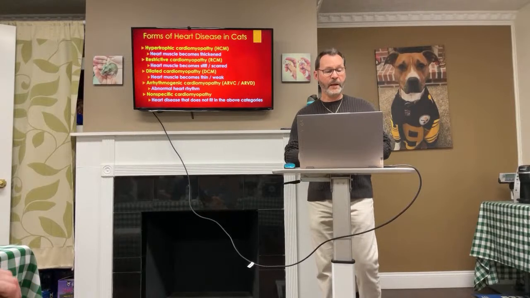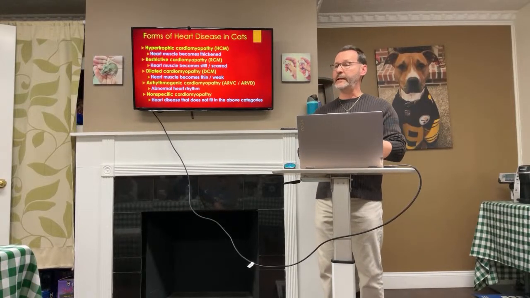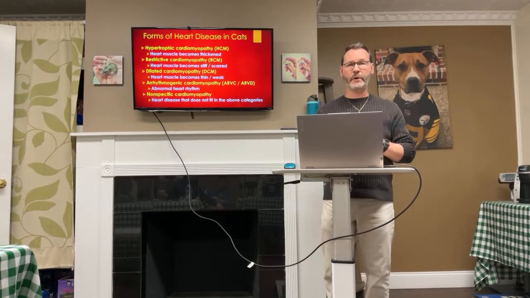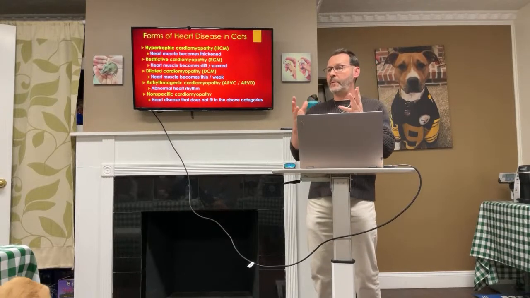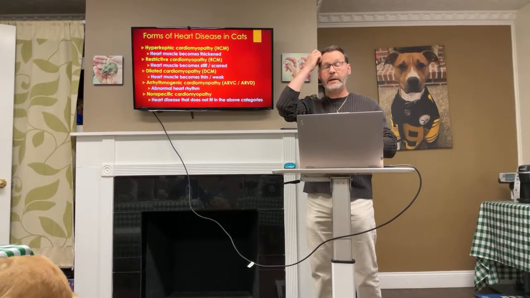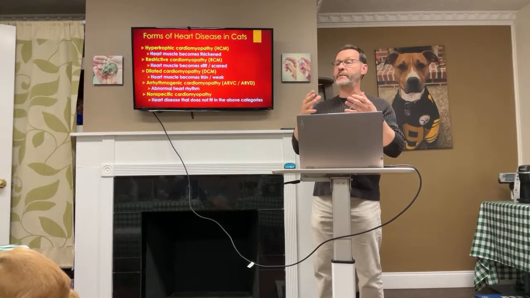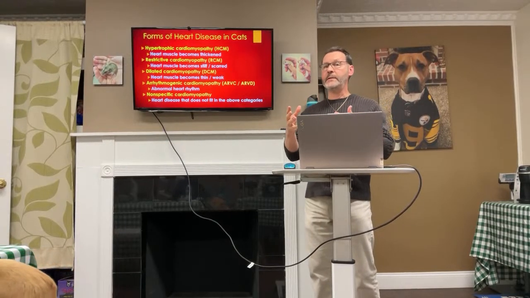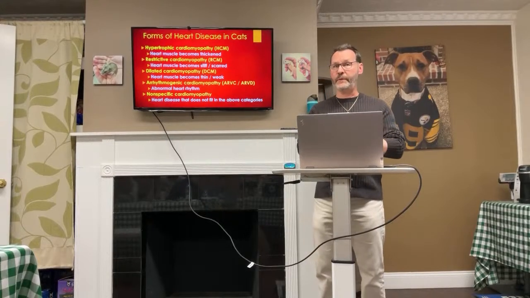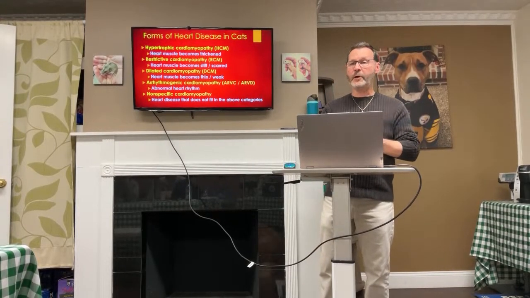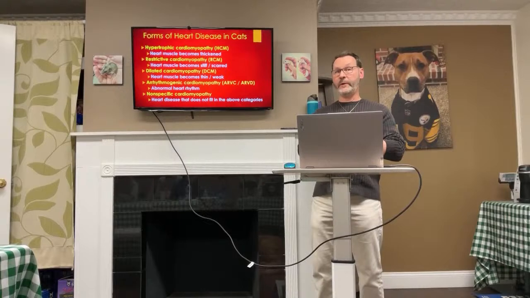Dilated cardiomyopathy is actually the exact opposite of hypertrophic cardiomyopathy. Hypertrophic, again, is where the heart muscle gets big, thick, and strong. In dilated cardiomyopathy, the heart muscle gets very weak and thin and doesn't have the strength to contract very efficiently for us, okay? Dilated cardiomyopathy right now in cats is very rare.